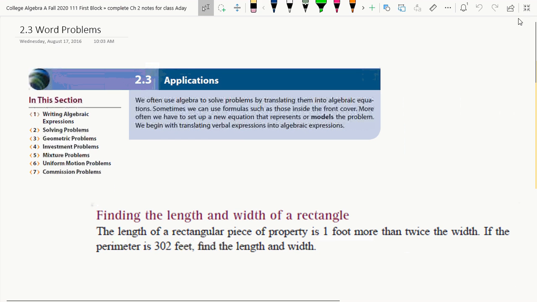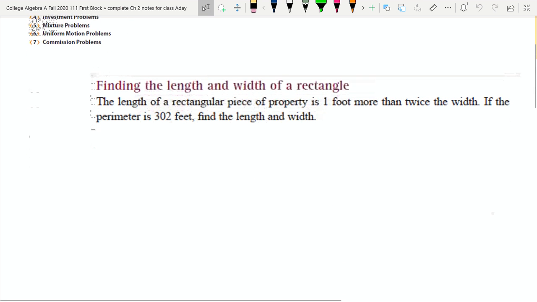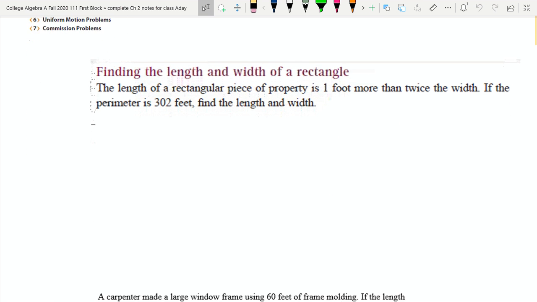Right, so notes over 2.3 are applications. Finding the length and the width of a rectangle. The length of a rectangular piece of property is 1 foot more than twice the width. If the perimeter is 302 feet, find the length and the width.